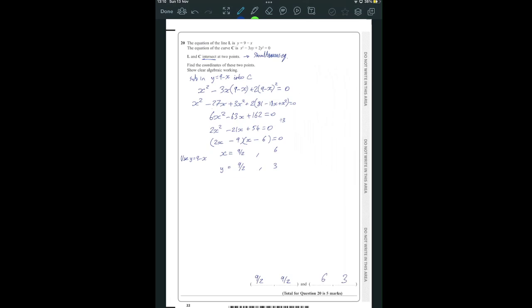And just like the simultaneous equation from earlier in the paper, if we sub them back in and they work in both, then we know we've got it right. We've already checked the line. It's a bit of effort to check the curve, but with a calculator, if you just sub in 4.5, 4.5, and it gets 0, brilliant. If you sub in 6, 3 and you get 0, then you know you've got the correct two answers.